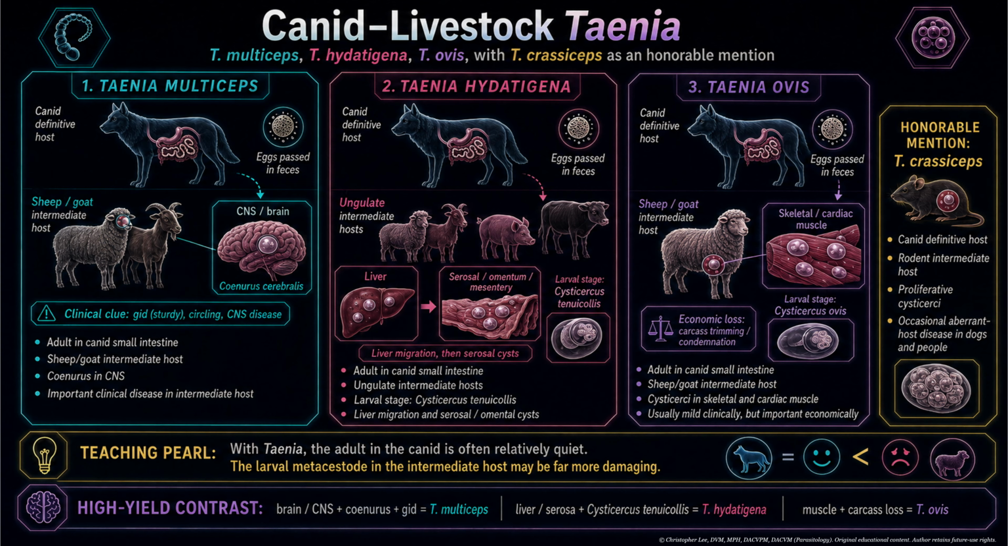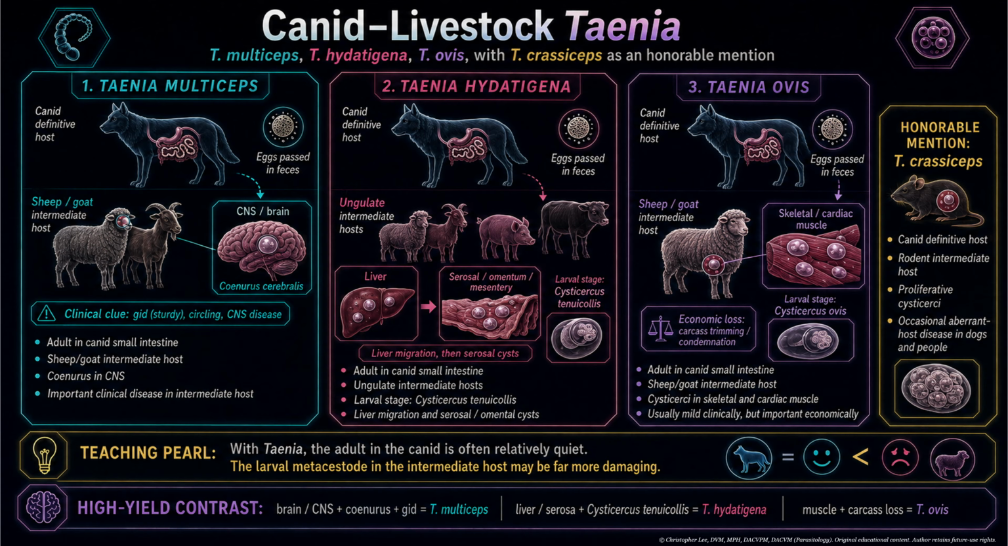Taenia ovis also uses canids as definitive hosts, but sheep and goats carry cysticerci in the skeletal and cardiac muscle. Clinical disease is often limited, but the economic consequence matters because carcasses may be trimmed, downgraded, or condemned.